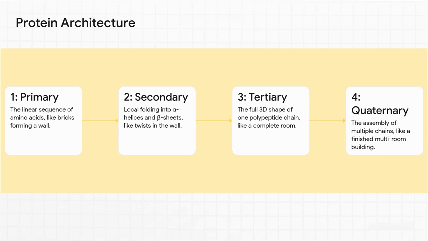Next, the whole chain folds up into one big, complex 3D shape. That's the tertiary structure, and this is really where the protein becomes functional. Finally, for some proteins, multiple folded chains have to come together to form the final product. That's the quaternary structure, the finished multi-room building ready for business.